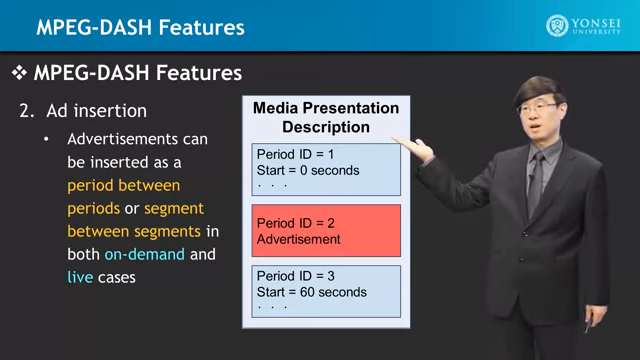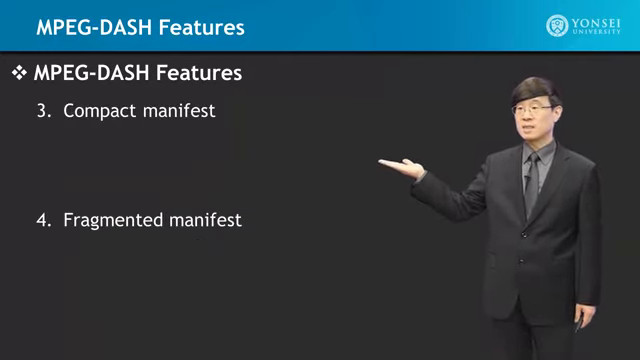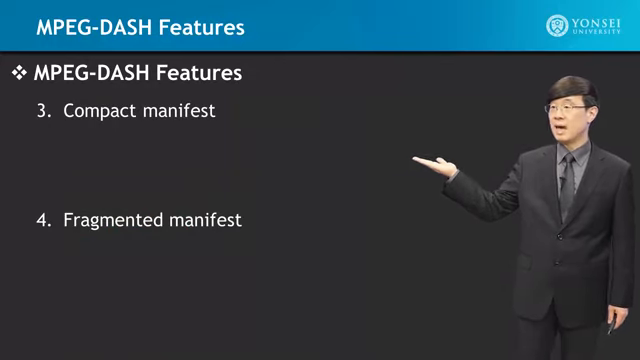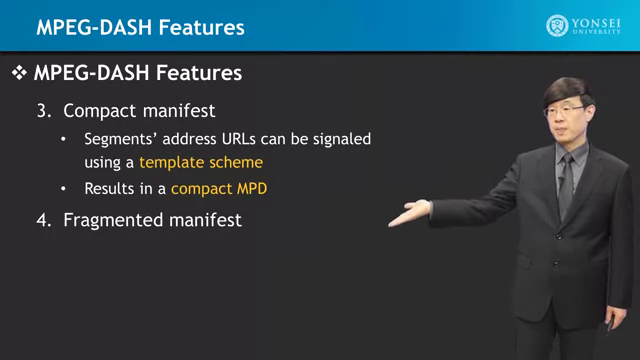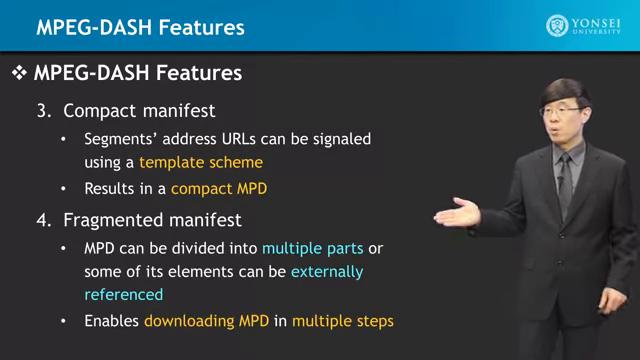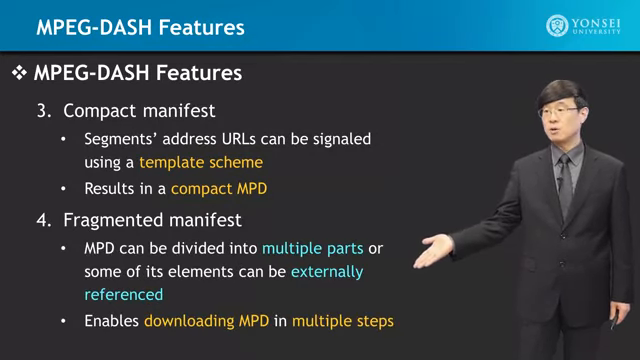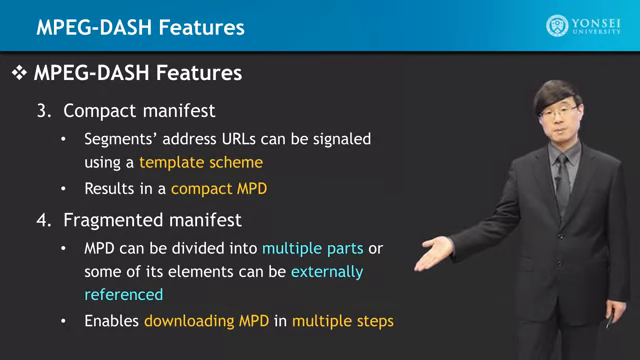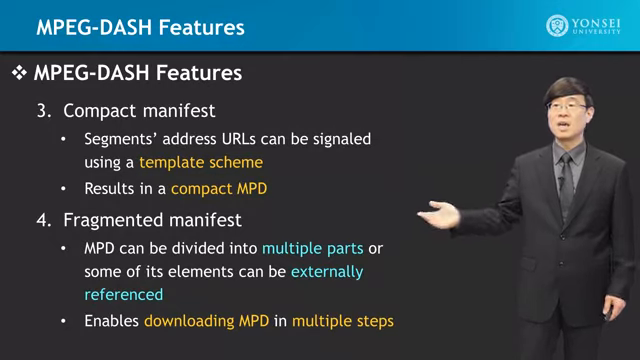In addition, compact manifest, fragmented manifest. The compact one is the segment's address URLs can be signaled using a template scheme. Results in a compact MPD. Then, the MPD can be divided into multiple parts where some of its elements can be externally referenced. Enables downloading MPD in multiple steps. There are benefits and advantages, pros and cons of each one of these.